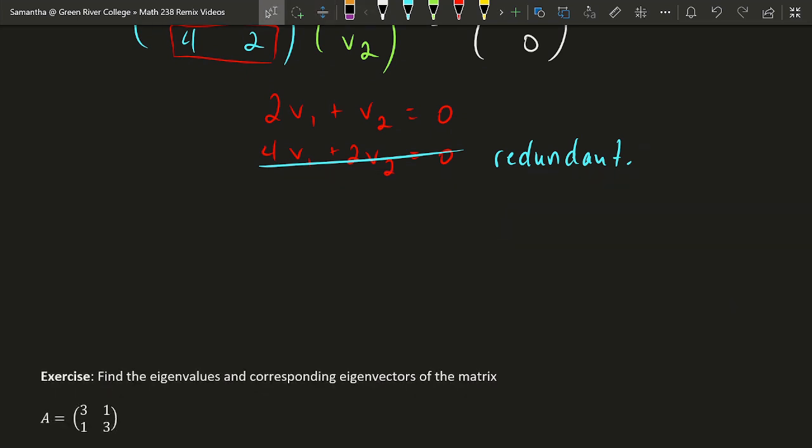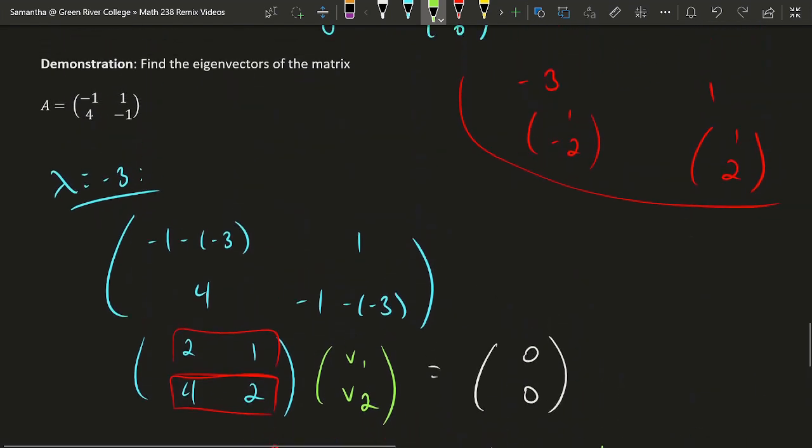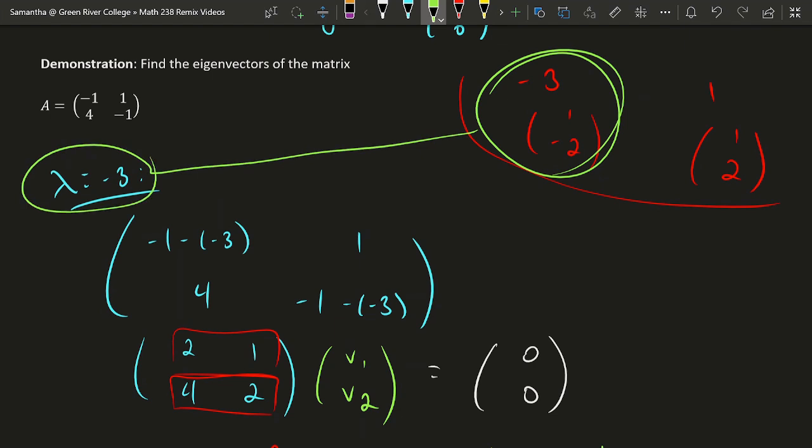So equation 1 is the only one that really is worth caring about, and a simple choice of v1 and v2 that makes this equation true is just to pick v1 equals 1 and make v2 change to -2 to compensate. And so we get the vector 1, -2, which just so happens to be the eigenvector corresponding to the -3 that we're working with now.